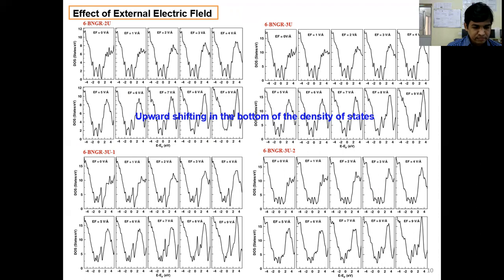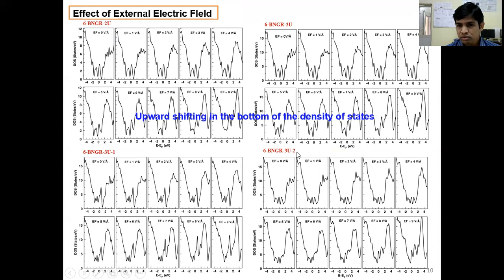So when these materials are used in sensing devices, the response time will be higher at 9 volt per angstrom than at lower voltages. A similar thing is observed with the 3-layer hybrid, and with single vacancy and double vacancy, we can see the shift in the density of states is higher beyond 5 volt per angstrom.